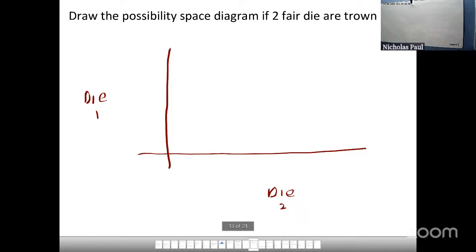Good. Right? Leave a little bit of room to leave some space for it, right? How many options do you have on a die? 6, right? So each one is 6. So see if you can set up a possibility space diagram.